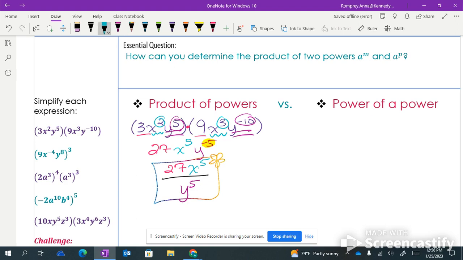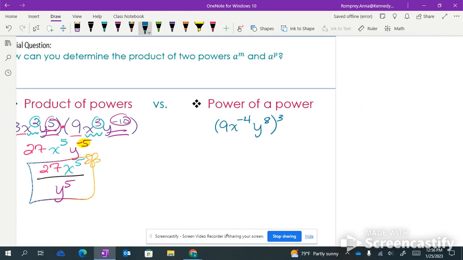So our next one we have is the quantity 9x to the negative fourth, y to the eighth, and then we're going to cube all of that. So this one, the first one was a product of powers, so we had exponents involved, but we were multiplying. So this next set is power of a power, or power to a power. Always, always, always come back to your order of operations. Is there anything that we can do inside the parentheses? 9, x to the negative fourth, y to the eighth. So there's nothing to do.